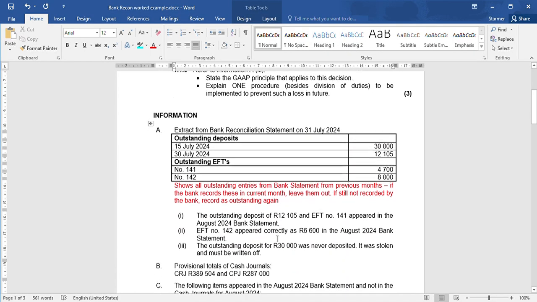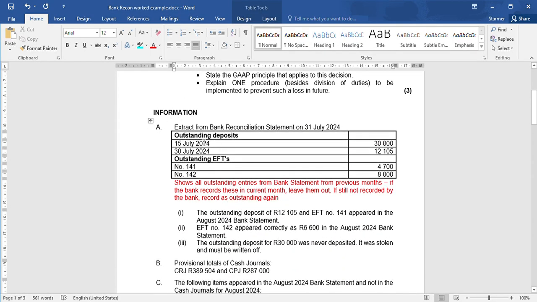Alright, so if you look at the information, the first thing they give you here is an extract from the bank reconciliation statement on the 31st of July. Now, if you remember from the previous video, I told you that the bank reconciliation statement from last month shows all the outstanding entries from the bank statement from previous months. That makes it a lot simpler because to see if something is still outstanding, you will simply compare this month's bank statement with this bank reconciliation statement.